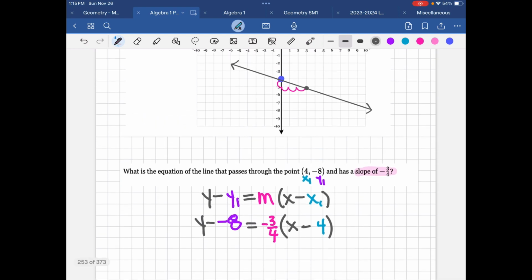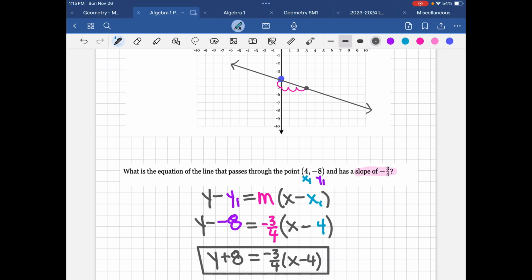I do have to go ahead and clean this up. I do notice that I have this double negative, which is going to become a +8 at the beginning. And then I'm going to leave the rest as it is. You should be able to leave your answer just like this in Delta Math. But if not, in future examples in this video, I will show you how to put it in y equals mx plus b.